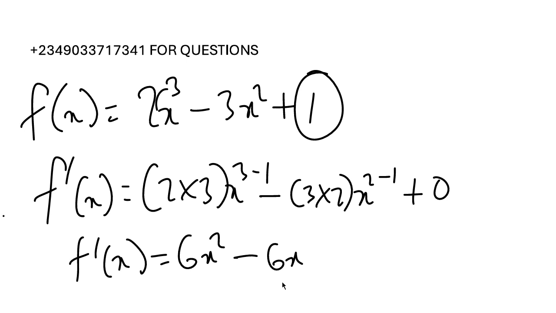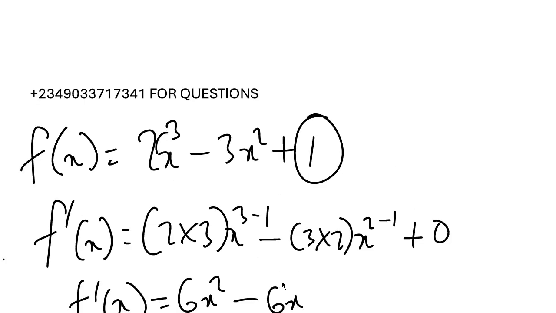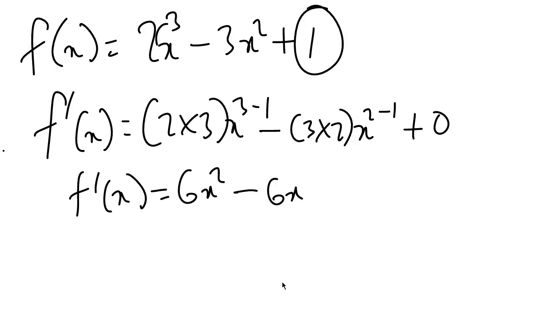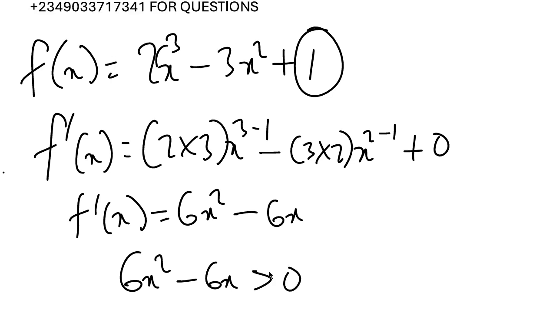And then for a function to increase, that means that the first derivative should be greater than 0. From there we can now derive the set of values of x for which it increases. So what we simply need to do is to solve the inequality 6x^2 - 6x > 0.